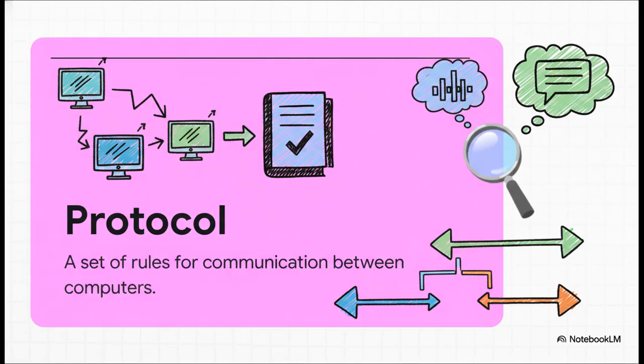Now, for all these different devices around the world to understand each other, they need a common set of rules. This is called a protocol. You can just think of it as a shared language. It's like the grammar of the internet that all computers agree to use so they can communicate perfectly.